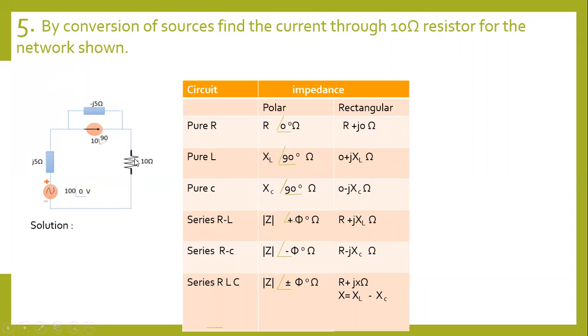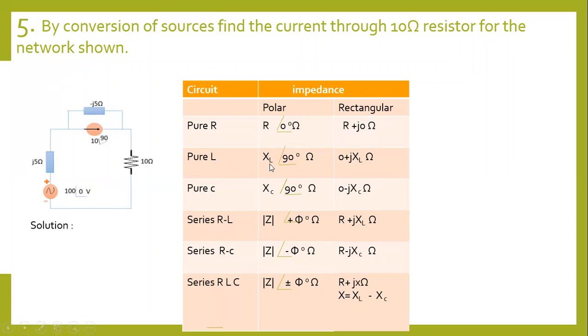This is what the circuit is. You have to find the current across a 10 ohm resistor for the network shown. Before solving, just refer to this table. If a pure resistance is there, then we get polar form and rectangular form, two forms in AC circuits. R at an angle 0, whereas in rectangular form we represent that as R plus J0 ohms.